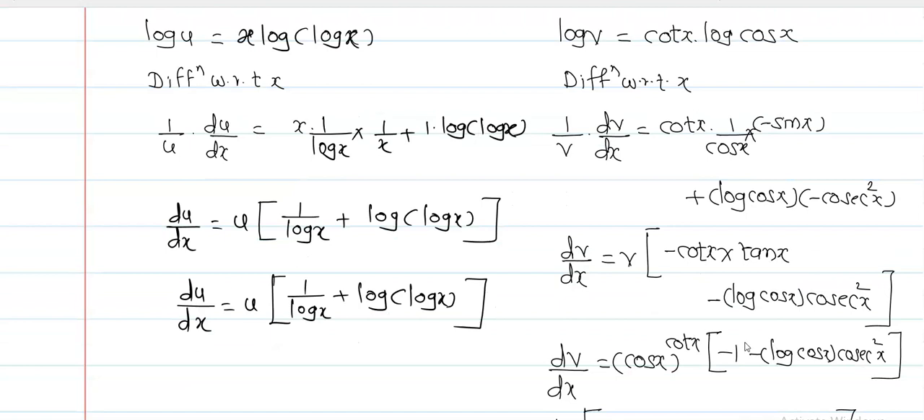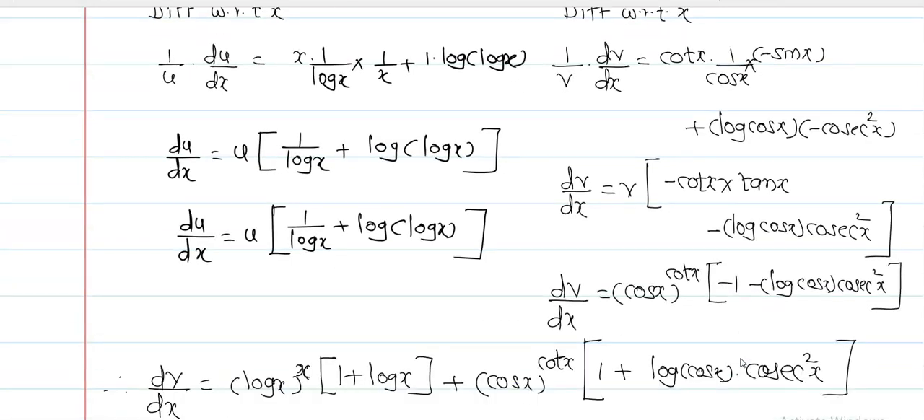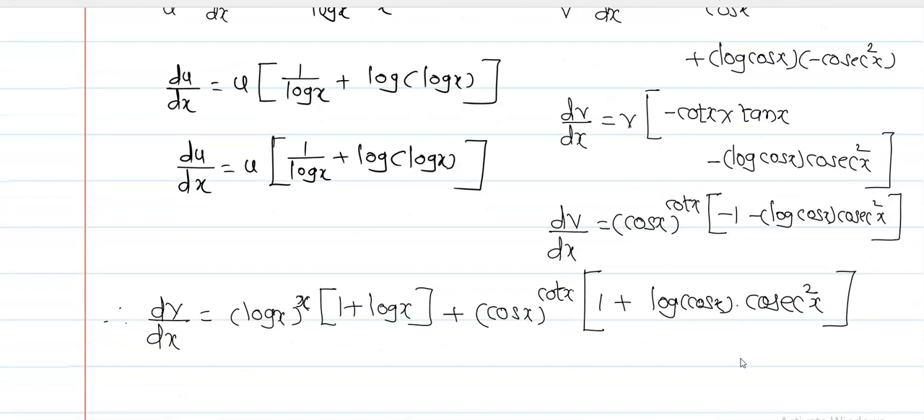cosec square x. And therefore dy by dx is equal to cos x raised to cot x, in bracket, cot x minus... 1 minus log of cos x into cosec square x, and hence this is the dy by dx. Now in this case, if you take the minus sign common, that minus minus will become plus.